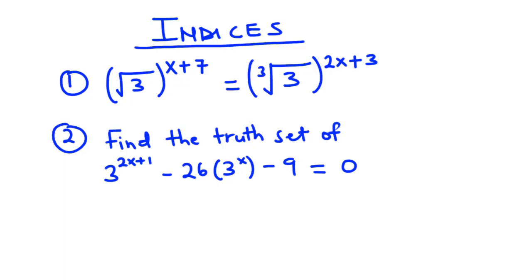We have two questions here. For the first question, we have the square root of 3 exponent x plus 7 equals the cube root of 3 exponent 2x plus 3. For the second one, we are going to find the truth set of the equation 3 exponent 2x plus 1 minus 26 times 3 exponent x minus 9 equals 0. So these are the questions we are going to solve in this particular video.